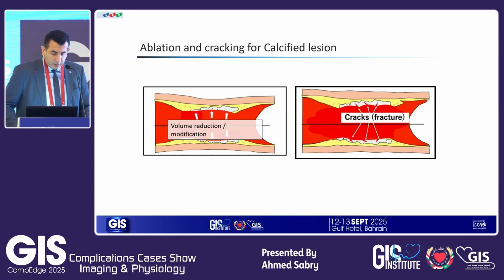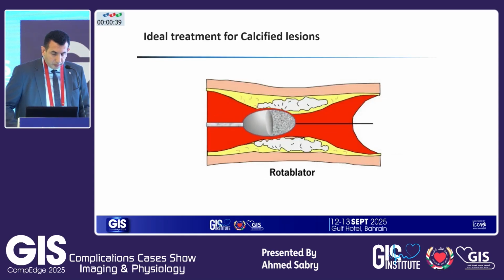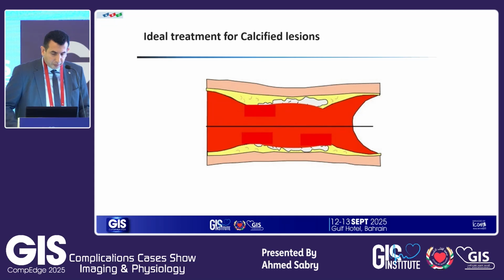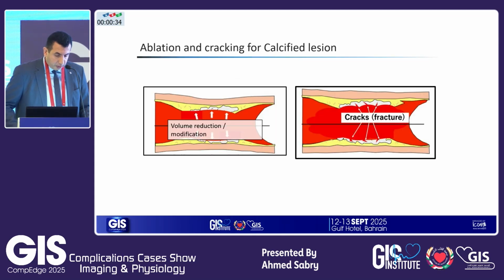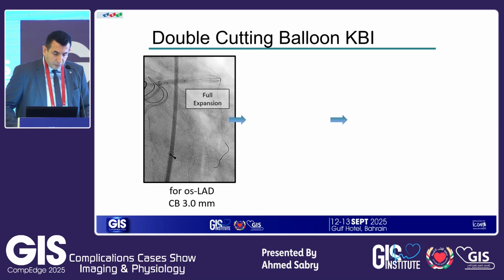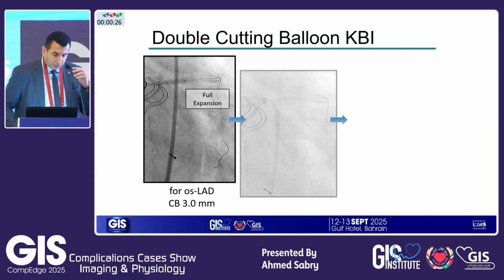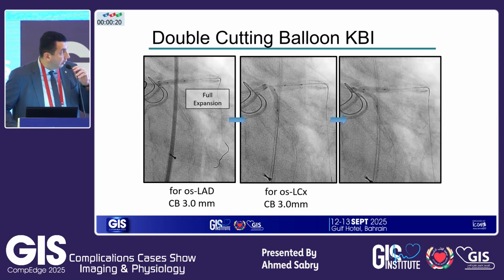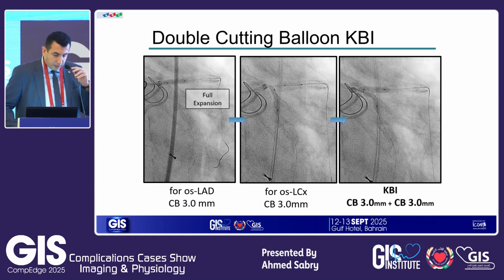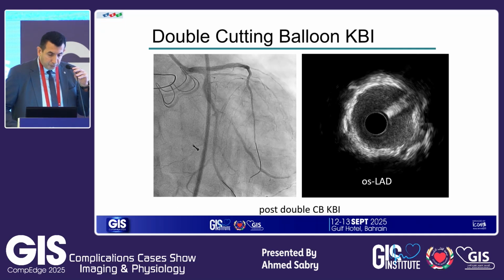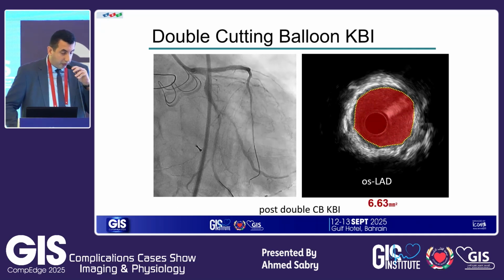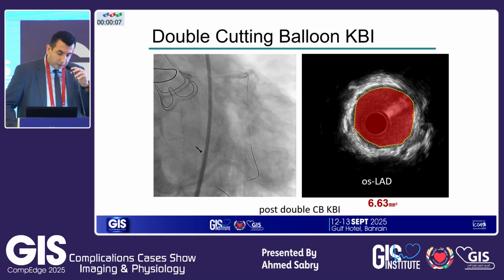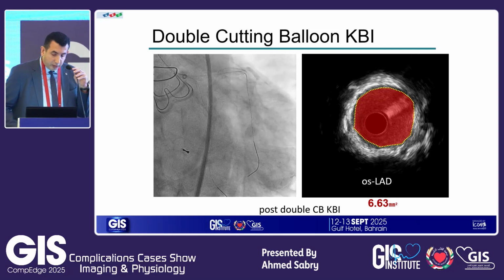Here, this is a calcium fracture by Rotablator, with volume reduction and calcium modification. Here we do the cutting, coming to the next stage with a cutting balloon. Actually, we did double kissing with cutting balloons at this stage. We could reach 12 ATM by double kissing cutting balloons. And after that, we repeated IVUS, and we got a minimal luminal area of 6.6.